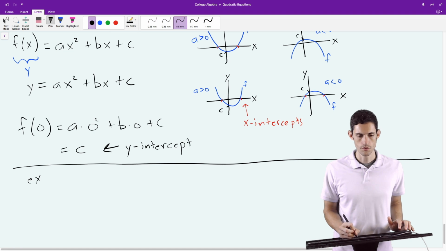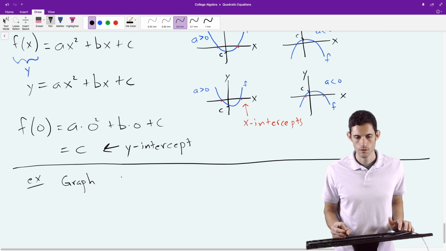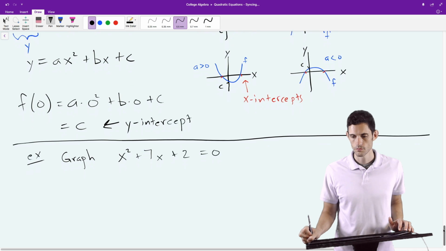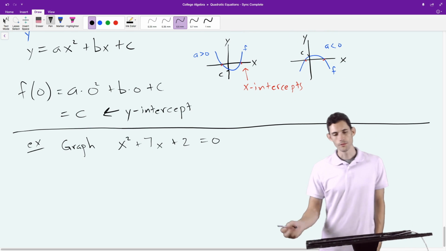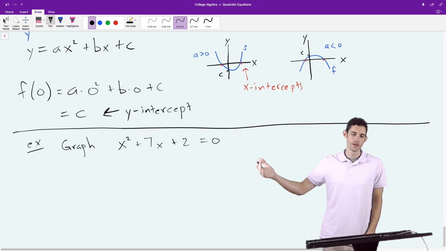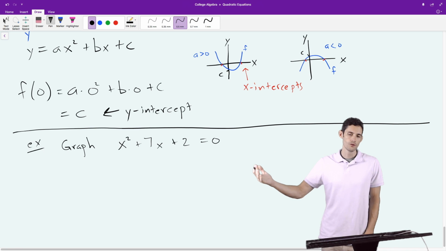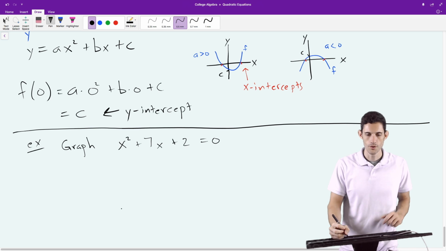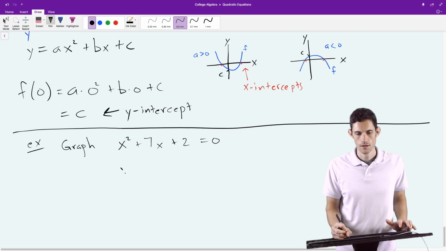So for example, let's graph a couple of things. So I want to graph x squared plus 7x plus 2 equals 0. Okay, so what I'm thinking is maybe I want to try factoring it, but I know the quadratic formula. I'm just going to write down the solution. It's so easy.